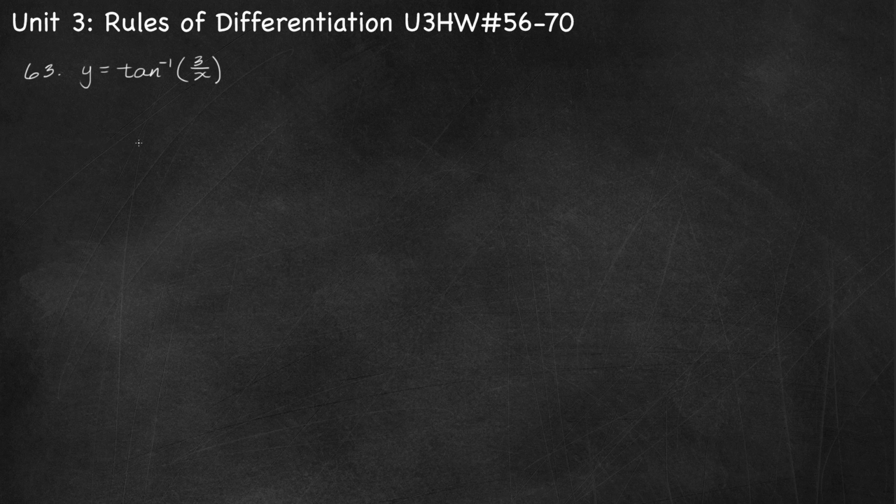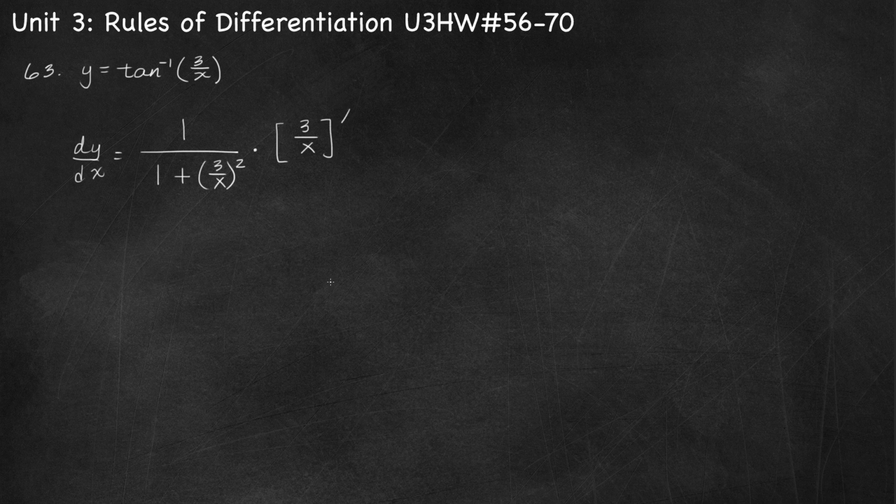Y equals tan inverse 3 over x. We want our derivative, dy dx. And this isn't just tan inverse of x, it's tan inverse of stuff, so we need to use the chain rule here. The derivative of tan inverse of stuff is 1 over 1 plus stuff squared times the derivative of the stuff. So now I have to take the derivative of 3 over x.